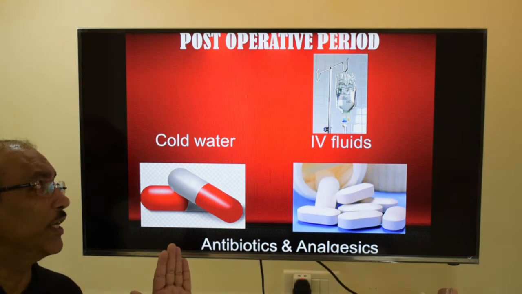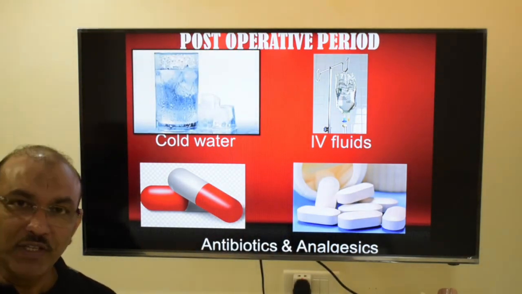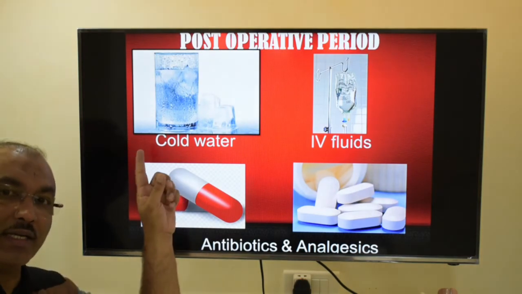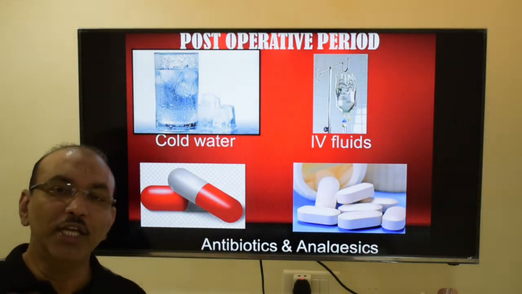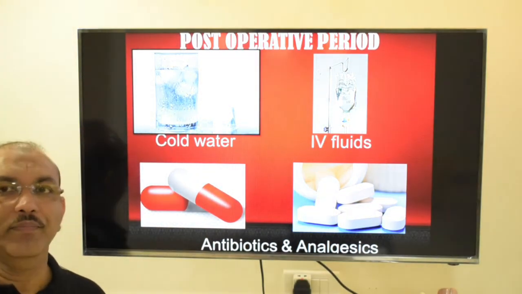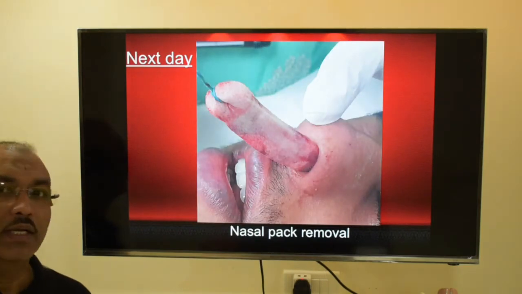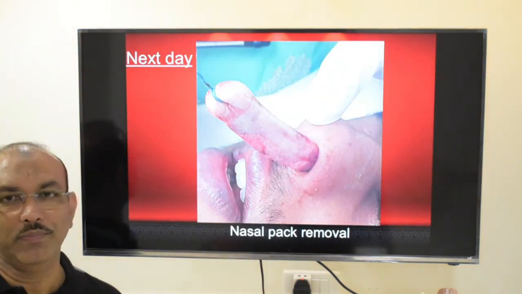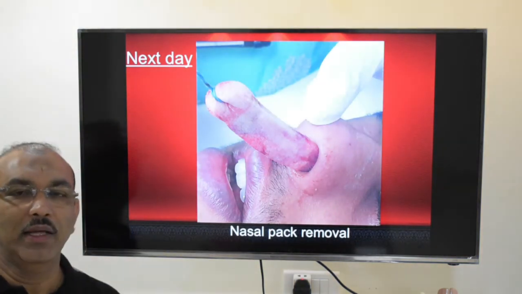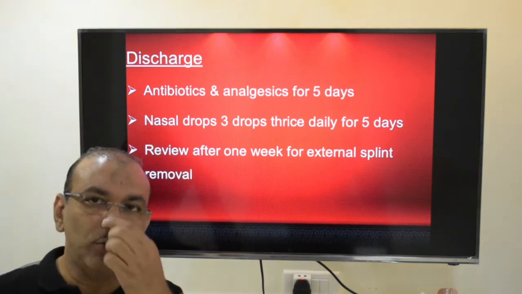And during this 4 hours waiting period, you will be given fluids. After the 4 hours, you will be asked to take water first. If you are not vomiting, then you can start having liquid diet that day. And you will get antibiotic and painkiller too. The next day morning, your nasal pack will be removed and nasal drops will be applied and you can go home. But do not forget, there is a splint which is kept outside.